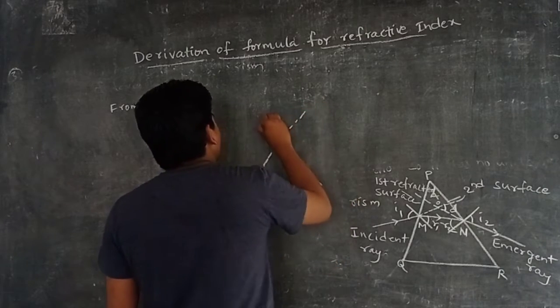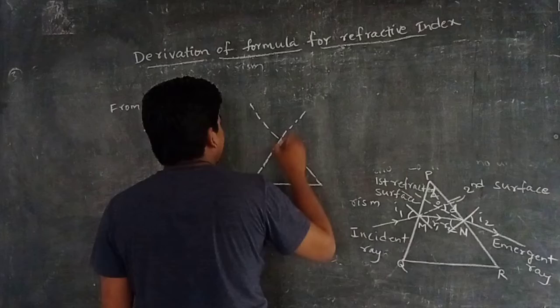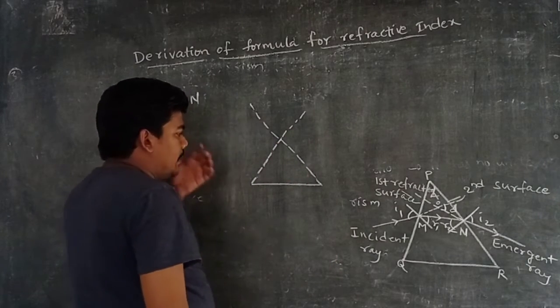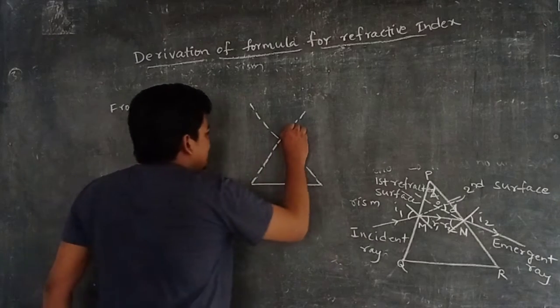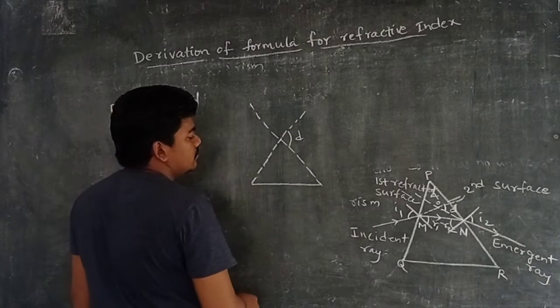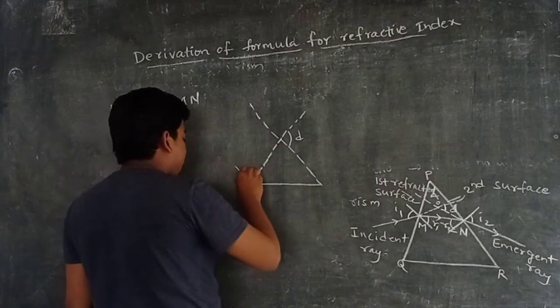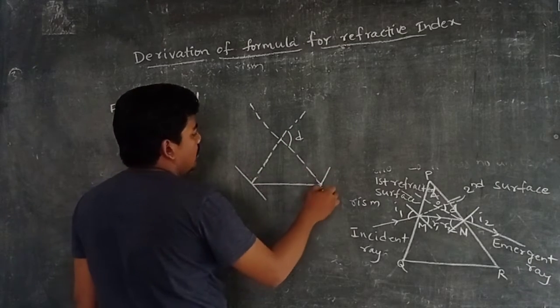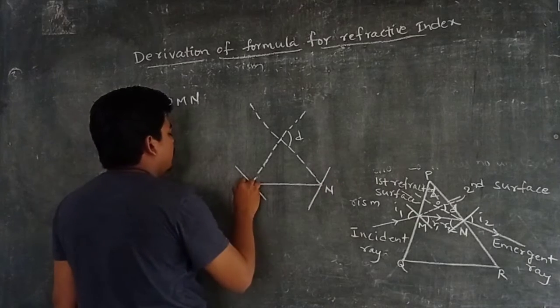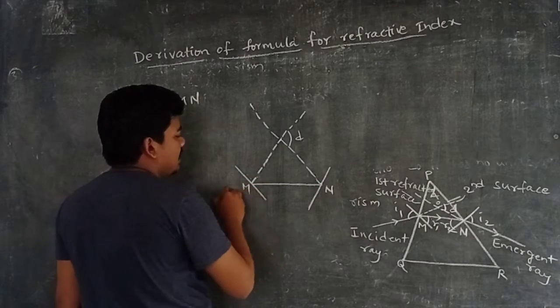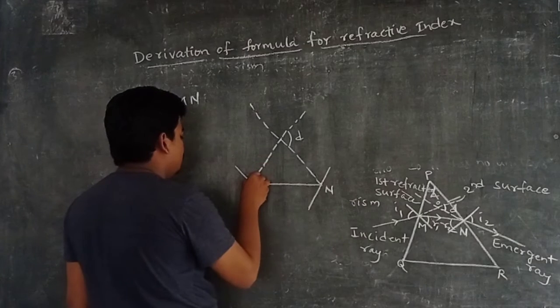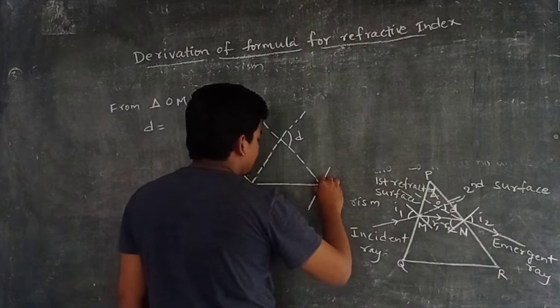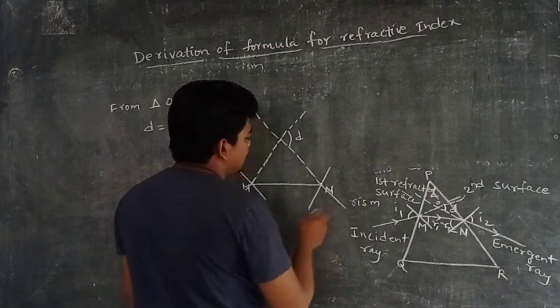So these two are elongated rays of the incident ray, and this is the emergent ray. And this is the angle of deviation, right? At point M and N, this is point N, this is point M. The incident ray passes in this direction. The incident ray is elongated, and this is the emergent ray.